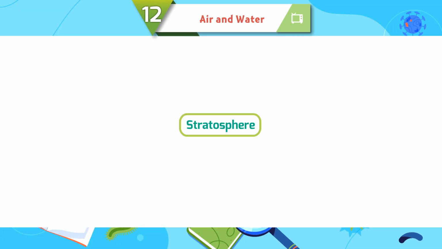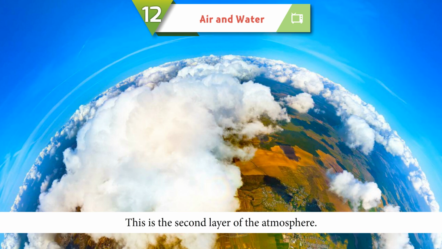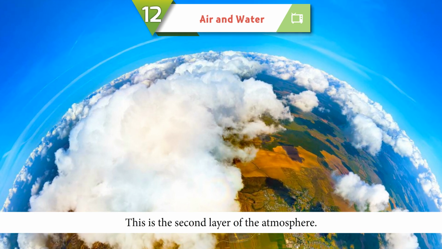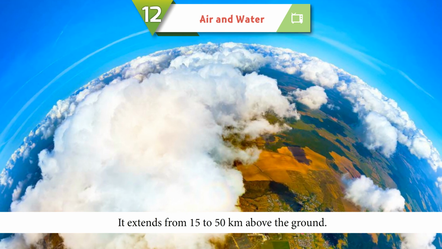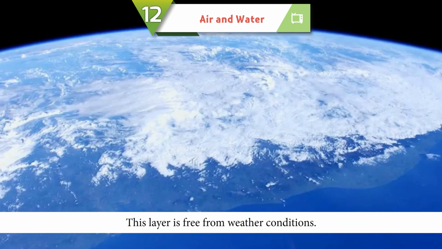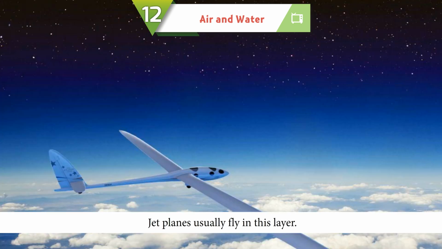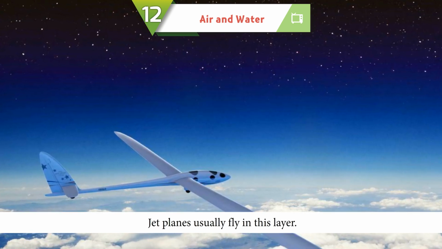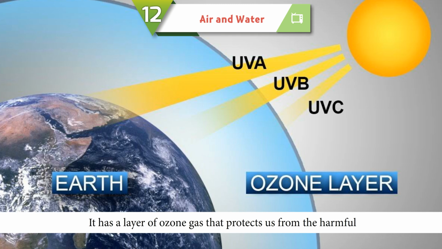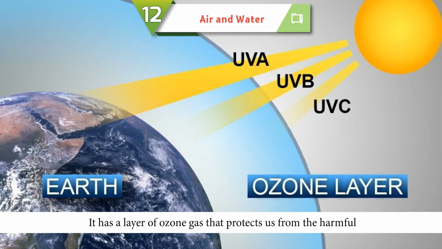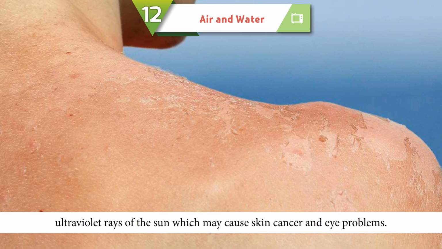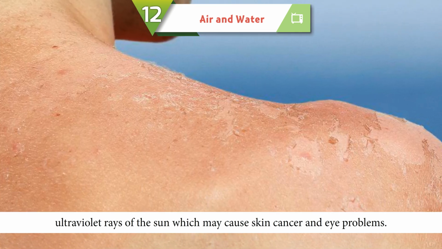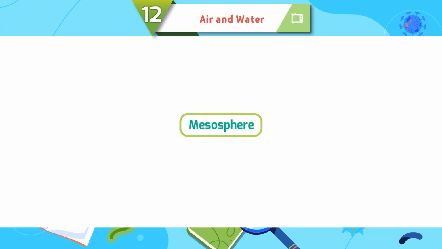Stratosphere. This is the second layer of the atmosphere. It extends from 15 to 50 kilometers above the ground. This layer is free from weather conditions. Jet planes usually fly in this layer. It has a layer of ozone gas that protects us from the harmful ultraviolet rays of the sun, which may cause skin cancer and eye problems.